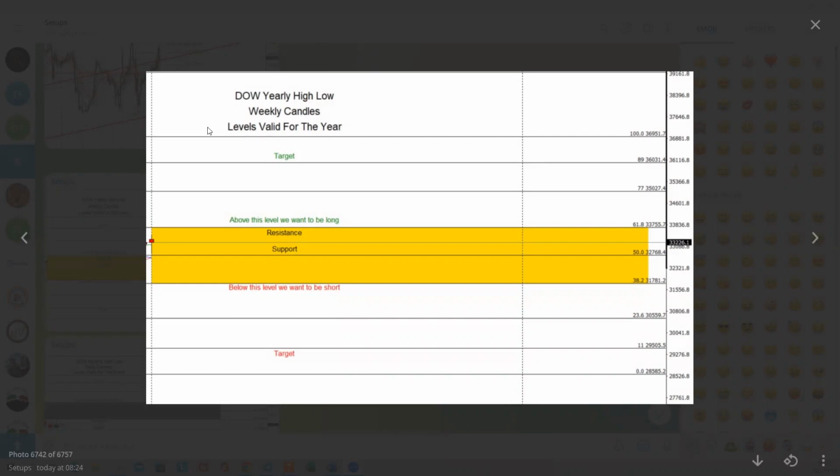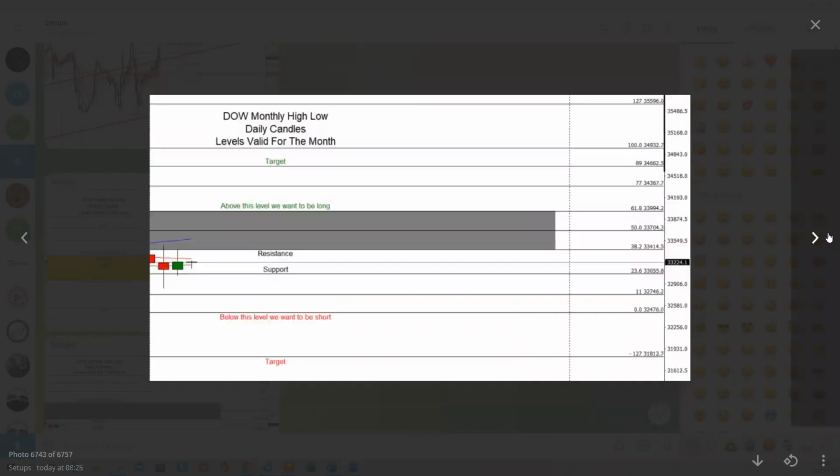So in front of us, we have the Dow yearly high-low, currently between levels of 50 and 61.8. There's support and resistance. If you look at the moving averages, 8 is above 21, that's crossing 50 days. So 8 is above 21, above 50. That's indicating trend is up. So with that, we want to push above the 61.8 to aim for that 89 target level.